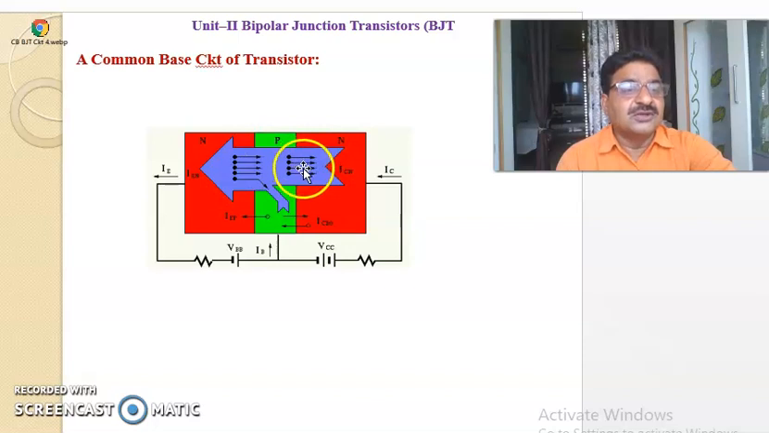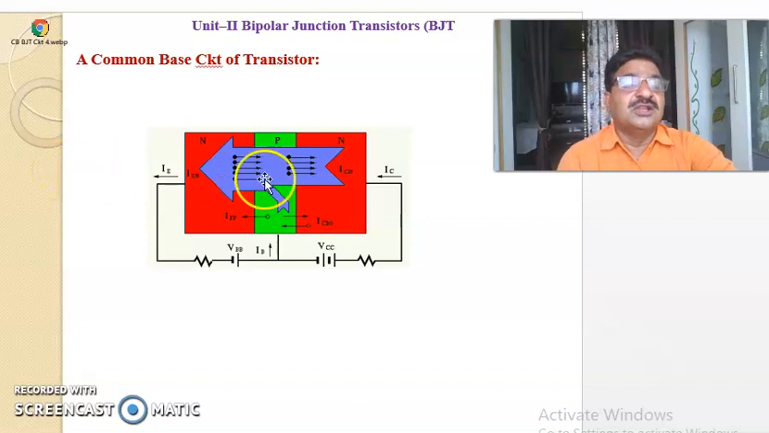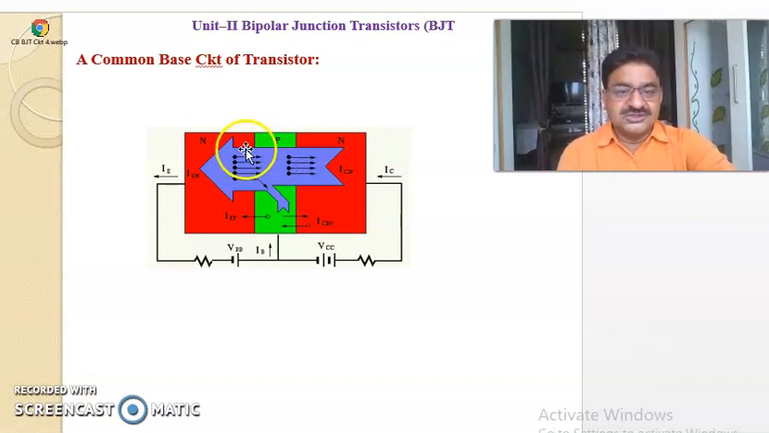You know, the charge of electrons is negative, and the negative terminal of the battery is connected here. So they repel each other, that's why electrons didn't move towards the left. They are going to move towards the right, and they cross this junction of the NP diode, the PN junction diode.